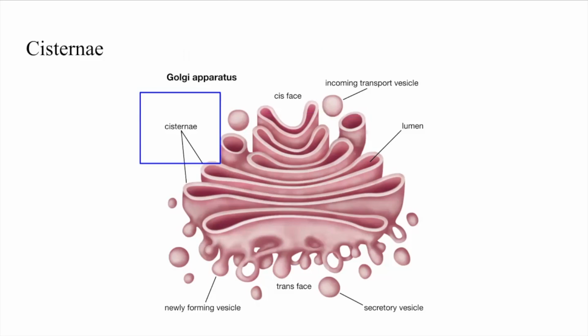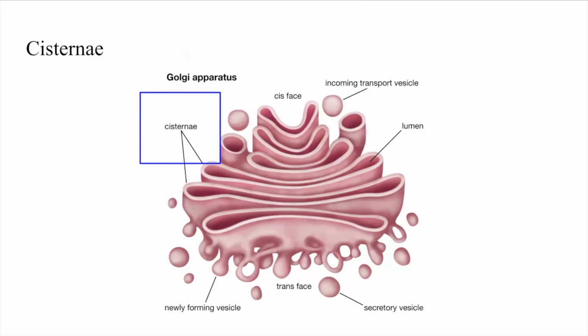The cisternae make up the main body of the Golgi apparatus. It's primarily what it's made of. There are these folds and pockets throughout the whole body. They are the location where the modification, identification, and sorting of proteins that enter the Golgi apparatus happens. That's where it all happens. It's not necessarily what does it, but it's the location where it happens.